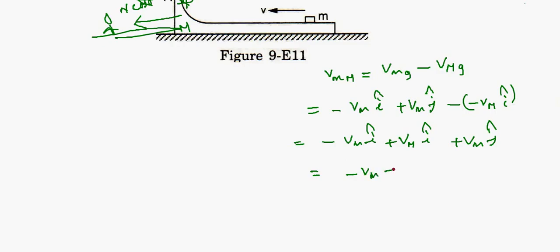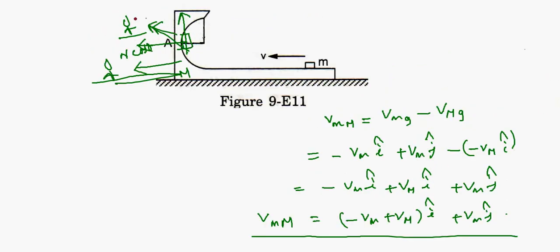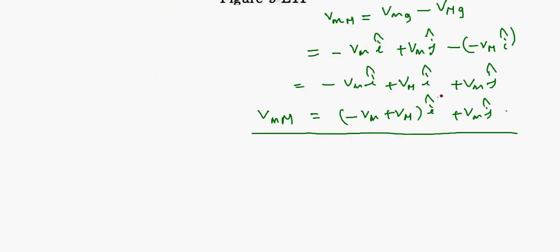This is minus Vm plus VM i cap plus Vm j cap. This is the relative velocity of m with respect to capital M. As the observer is saying that the horizontal velocity is 0, this component is 0, so minus Vm plus VM is 0, or VM is Vm. Let's say that is some velocity V.